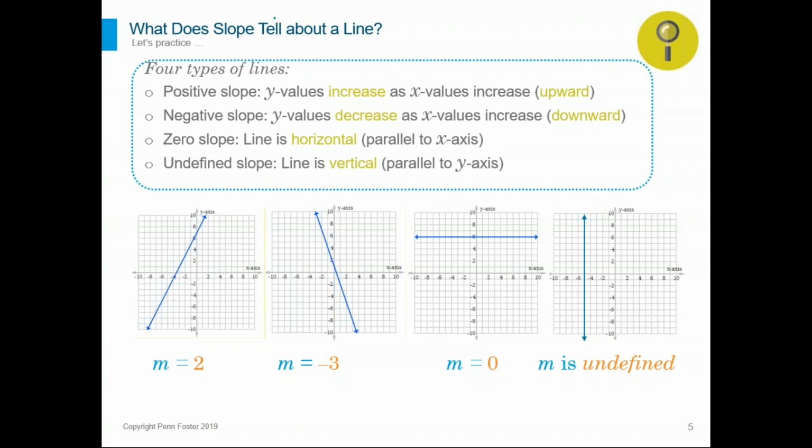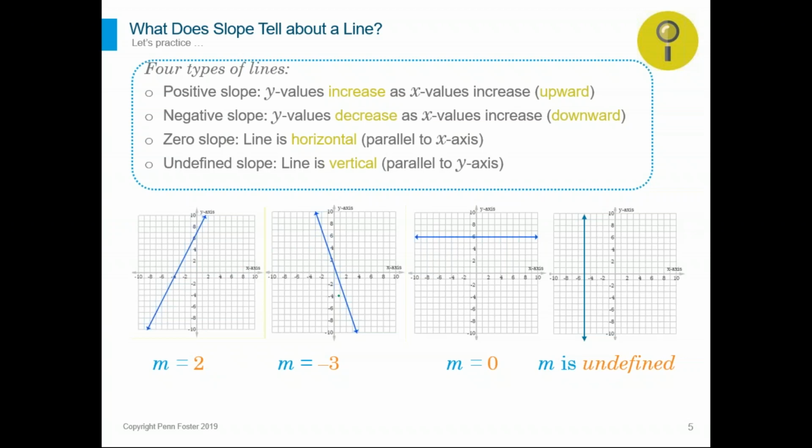So if you have a positive slope, it tells you something about the line. If it has a positive slope, it means it goes upwards whenever you go from the left to the right on the x-axis. That means that whenever the x values increase, the y values also increase. This line has a slope of a positive 2.